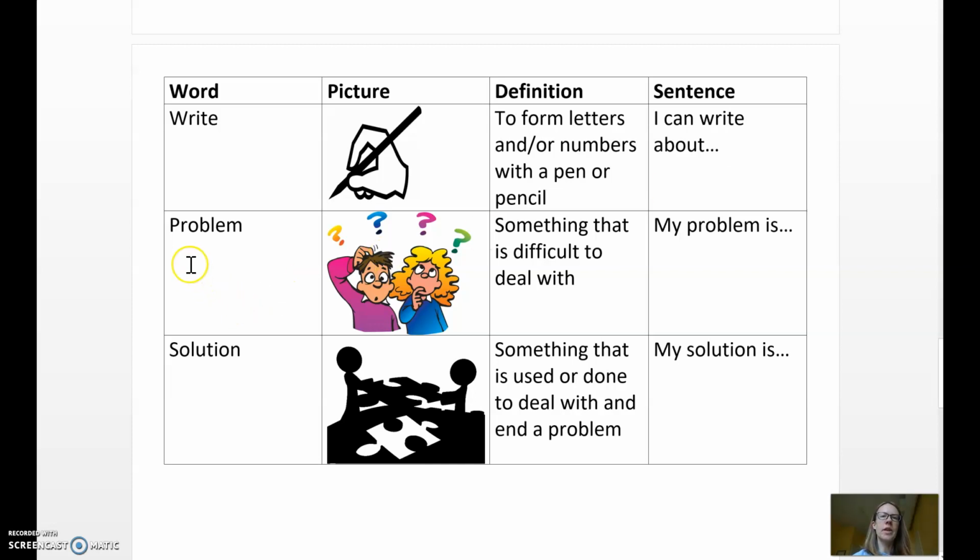Okay, the next word, problem. You say it. Problem. Something that is difficult to deal with. Think of a sentence using the word problem. My problem is I cannot go to school to teach my students. You say a sentence out loud using my problem is.